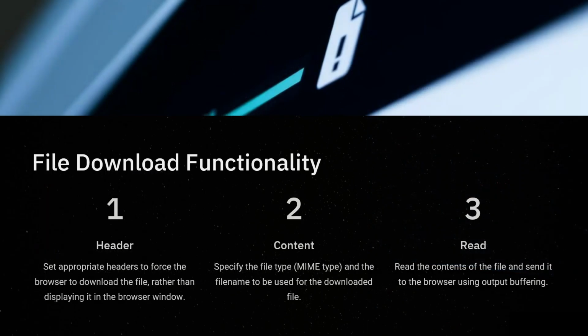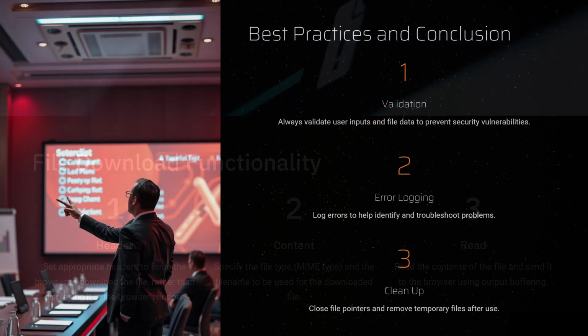With file download functionality, there are three steps. First is the header. Set an appropriate header to force the browser to download the file rather than displaying it in the browser window. The second one is the content. Specify the file type and the file name to be used for the downloaded file. And the third one is to read the contents of the file and send it to the browser using output buffering.